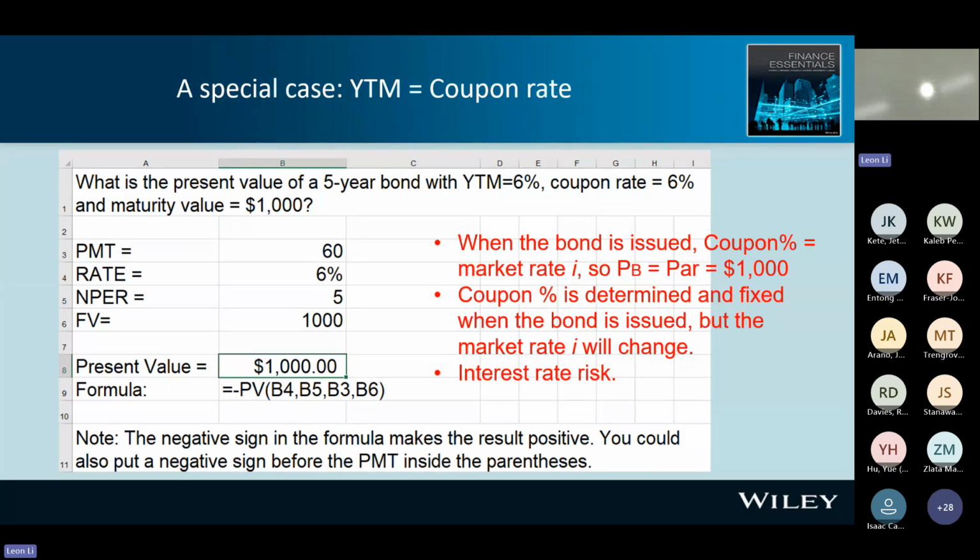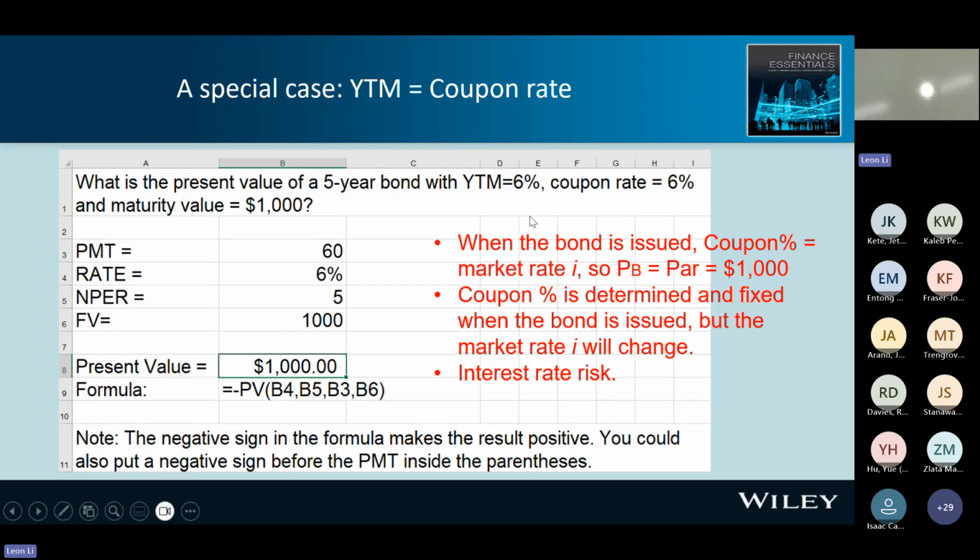A special case is here: the bond's yield YTM is equal to the coupon rate. So let's redo the example. Now our YTM is 6%, and the coupon rate is also 6%. Under this special case, the bond price is $1,000. So this is our conclusion: when YTM is equal to 6%, bond price is $1,000. That is the par value.